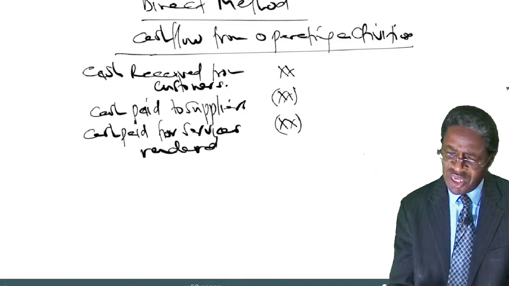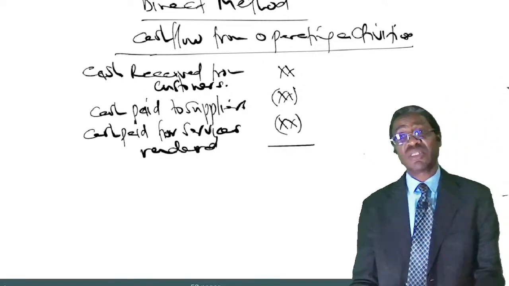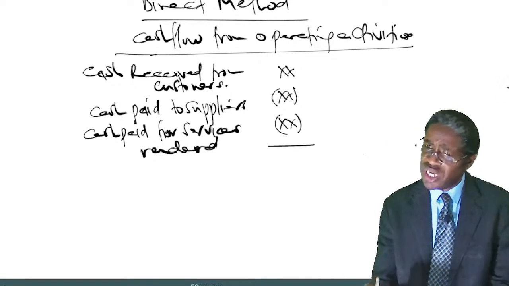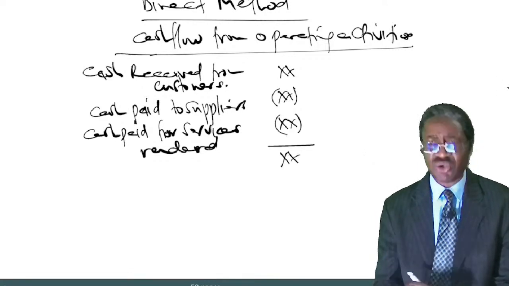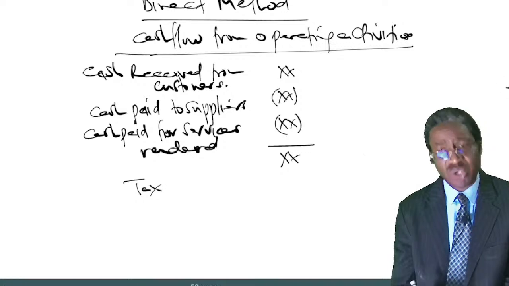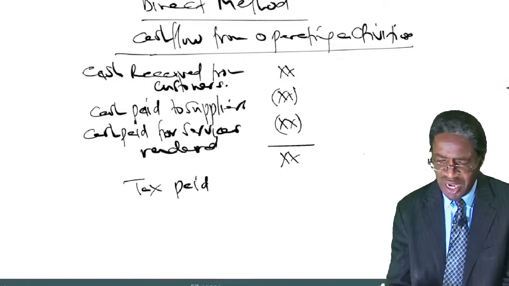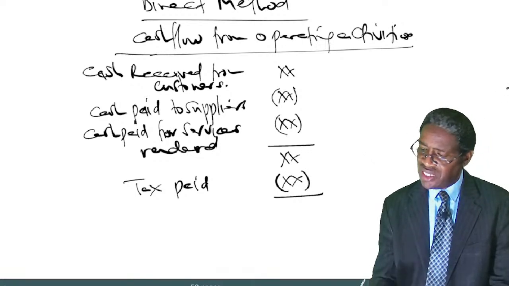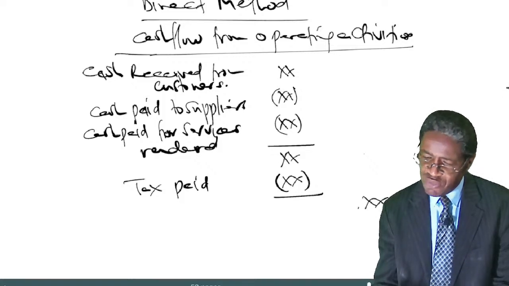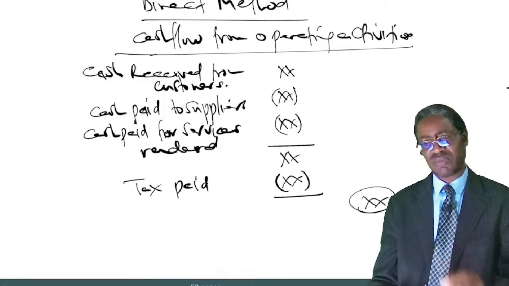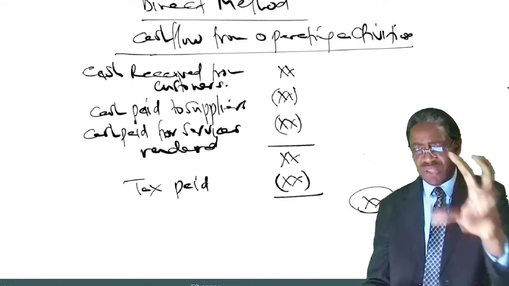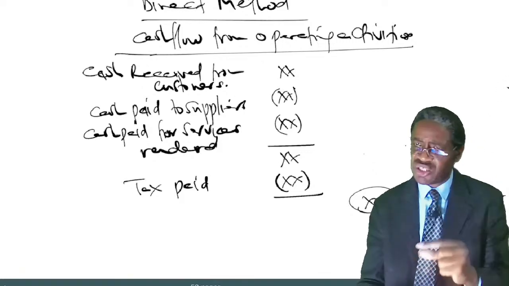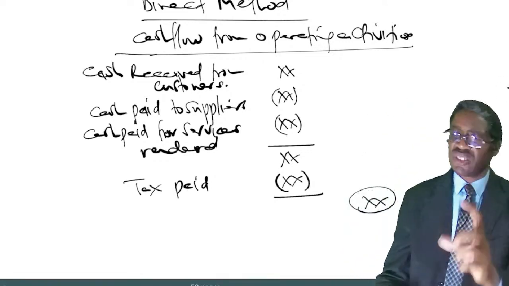So these are the three figures you normally need to determine the cash flows from operating activities using the direct method. Listen, once you get those three figures, you get the total there. Then you minus what we call the tax paid. Whatever you get there is your cash flow from operating activity. If you use the other method and you got 20,000 as your cash flow from operating activity, even this method should give you the same 20,000.